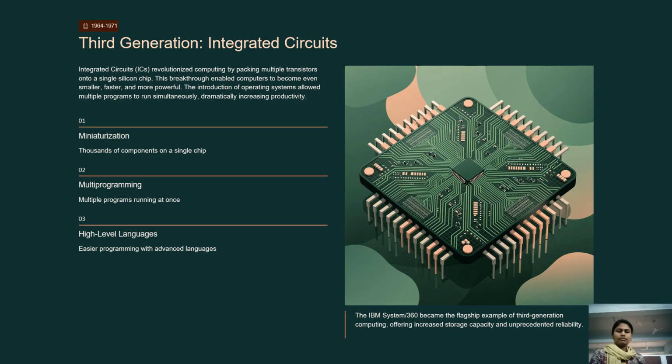Third generation. Third generation era was 1964 to 1971. Integrated circuits replaced transistors. Many transistors were placed on a single chip. Computers became even smaller, cheaper, and faster. Operating systems were introduced. Multi-programming became possible. Examples are IBM System 360. This generation made computers more practical for business and scientific use.